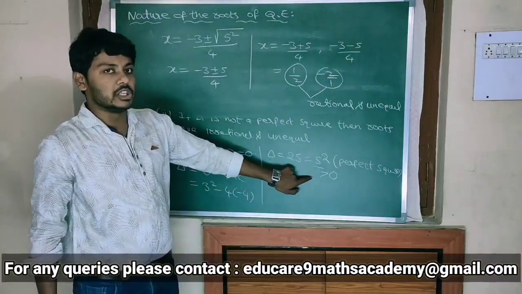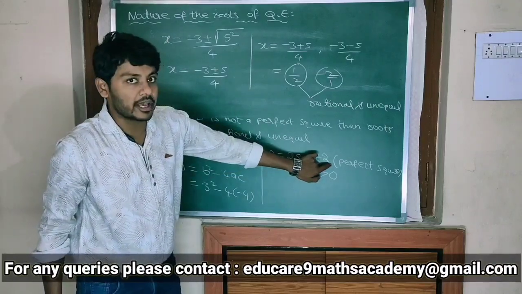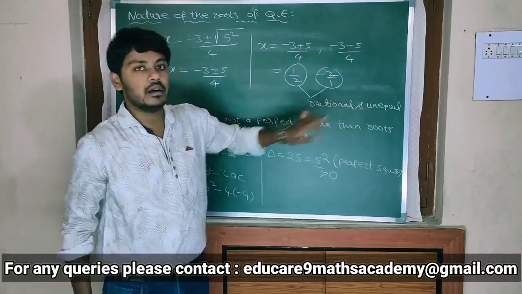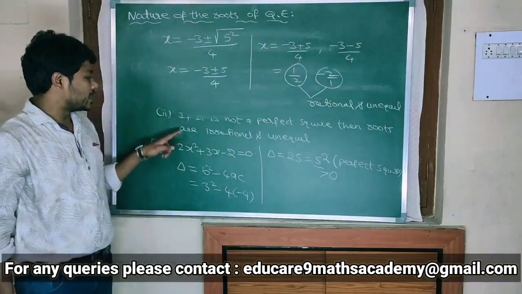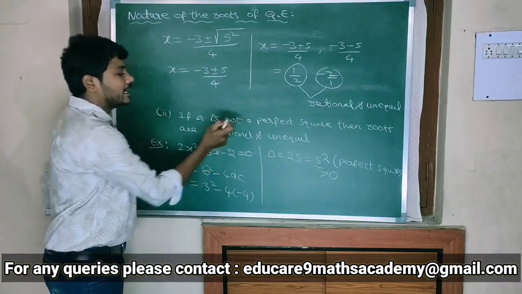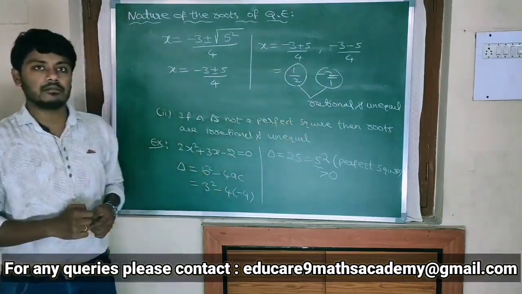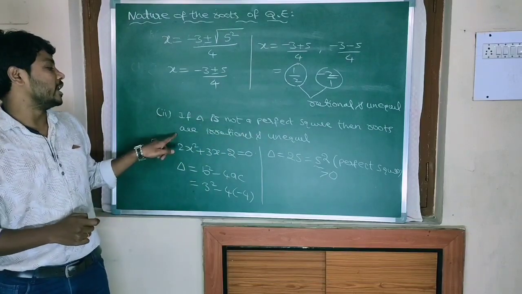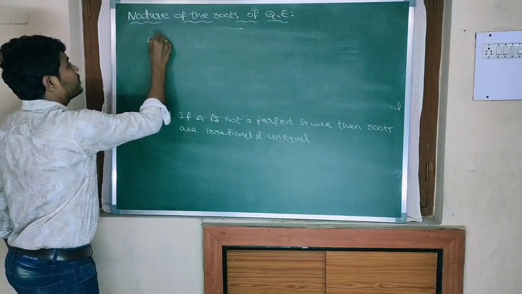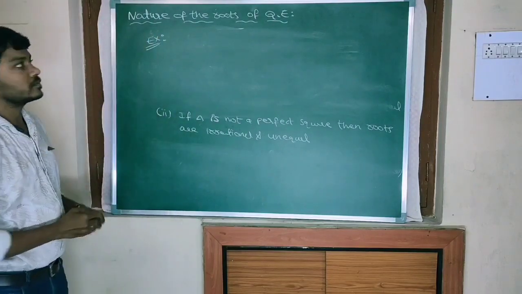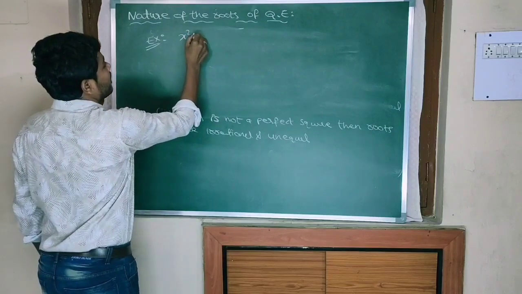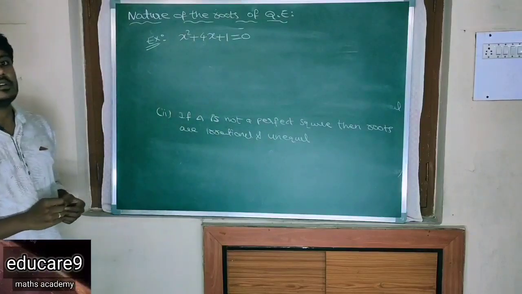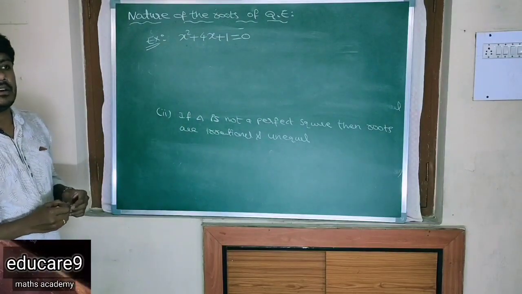If delta is greater than 0 and delta is a perfect square, in that case roots are rational and unequal. Now, what is the second case? If delta is not a perfect square, in that case roots are irrational and unequal. I will give one example for this: x square plus 4x plus 1 is equal to 0. For this we want to find the roots.